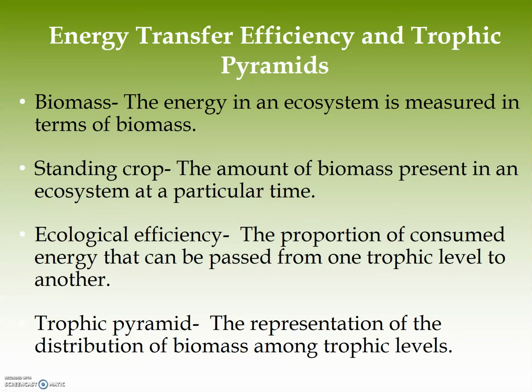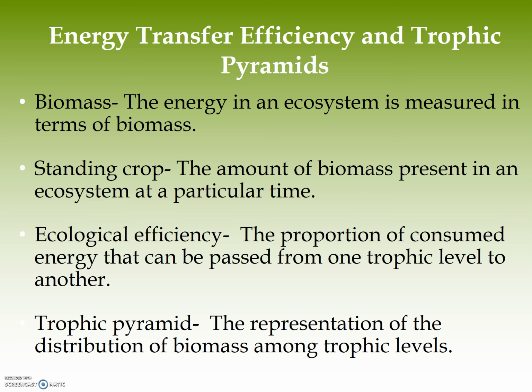We're looking at energy transfer and efficiency in trophic pyramids. So biomass is the energy in an ecosystem measured in terms of biomass. How much mass, total mass of all the living matter in a specific area. A standing crop is the amount of biomass present in an ecosystem at a particular time. So the amount of energy in a given time from the productivity, which measures the rate of energy production over a span of time.